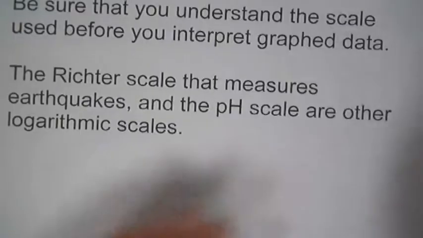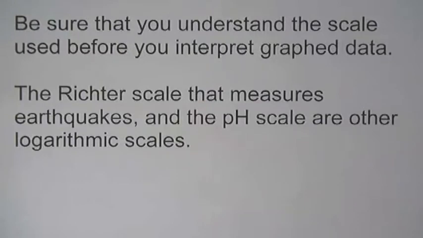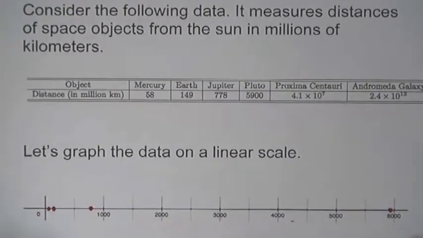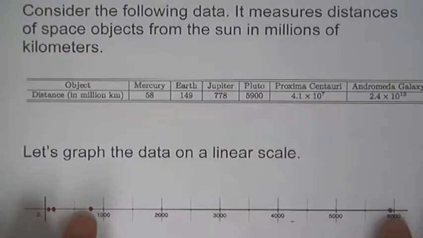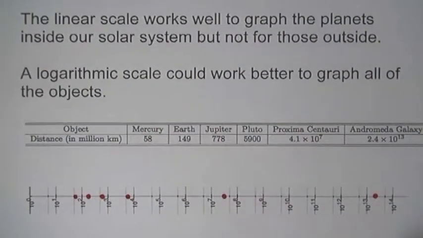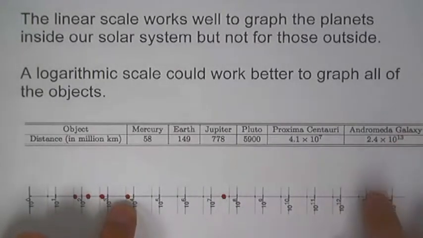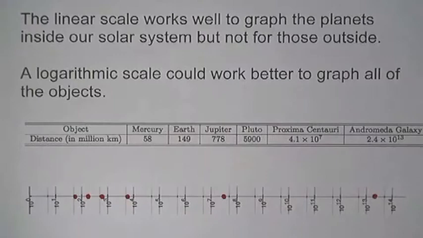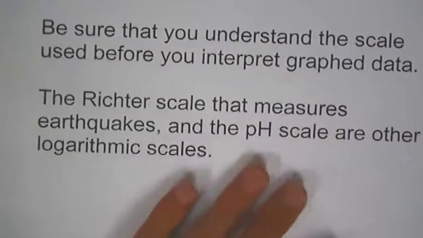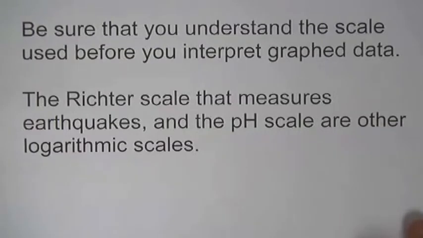So the main idea here is to be sure you understand the scale before you interpret graph data. It's really important that on this one, we can see that Jupiter and Pluto are very, very spread apart on this particular scale. When we go to this scale, I would say that Pluto and the Andromeda Galaxy appear about the same distance apart as on the other scale, but obviously they're way, way further apart in practice. So it's just important to understand the scale before you start interpreting graph data.